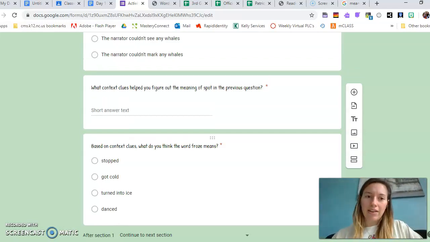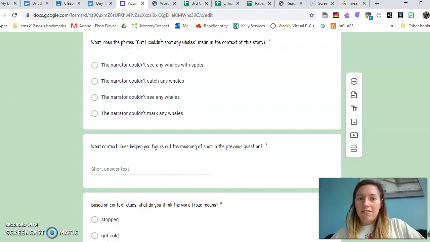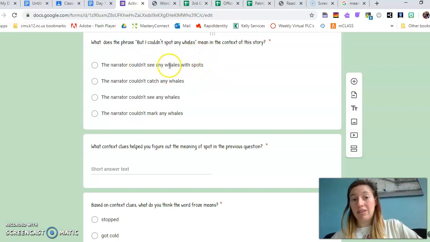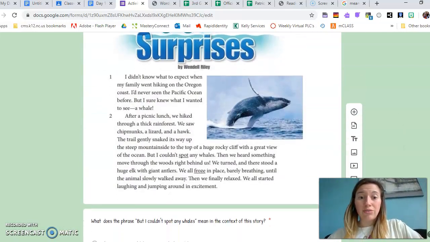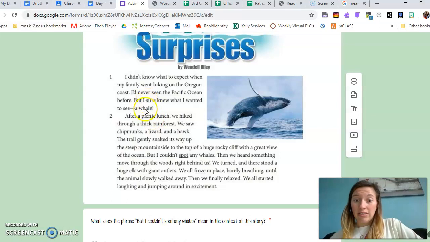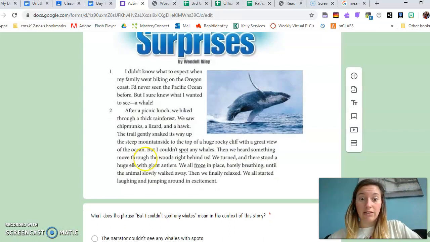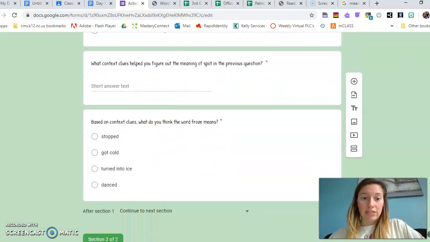All right, let's go over them real quick then. Hopefully, for the first one, you put that the narrator couldn't see any whales. You might have been tempted to do this one. They couldn't see any whales, but it added with spots. Is the narrator looking for whales with spots? It just means that they couldn't see any whales. And then the clues you could have had for number 2 are that the narrator wanted to see a whale or that they were on a huge cliff with a great view of the ocean. And then for the last one, you were right that froze means stopped.